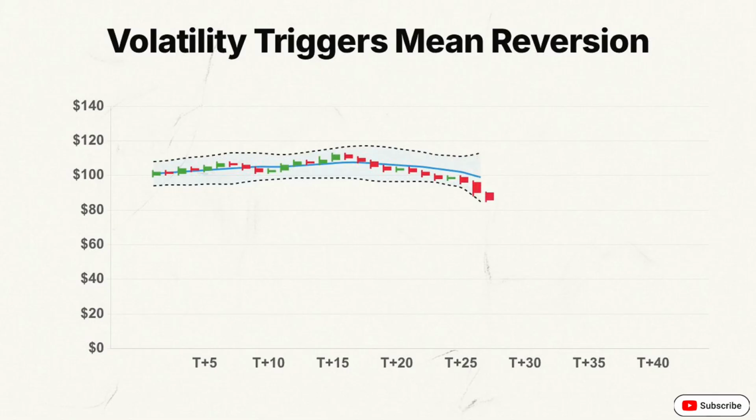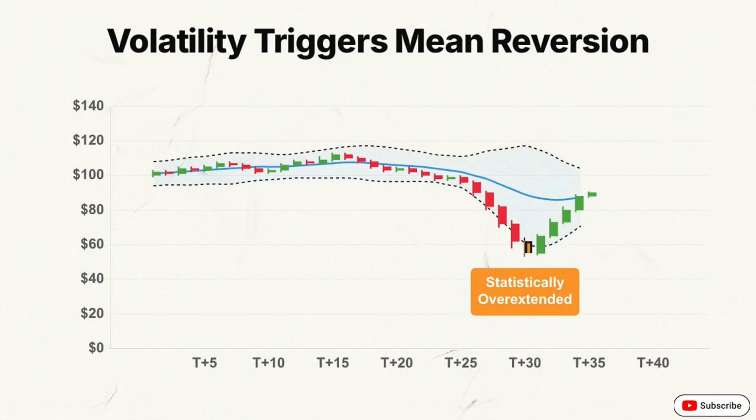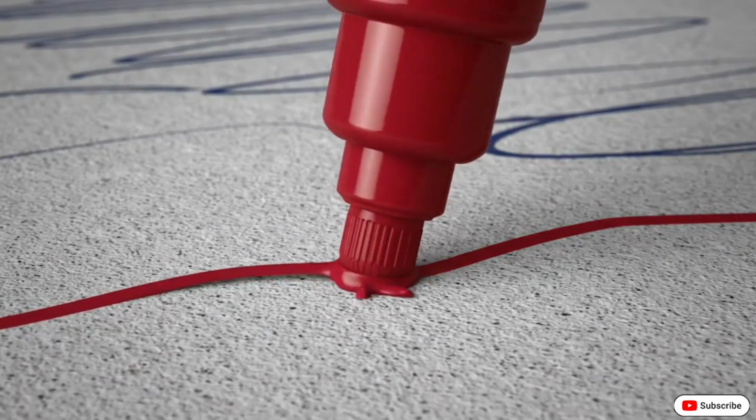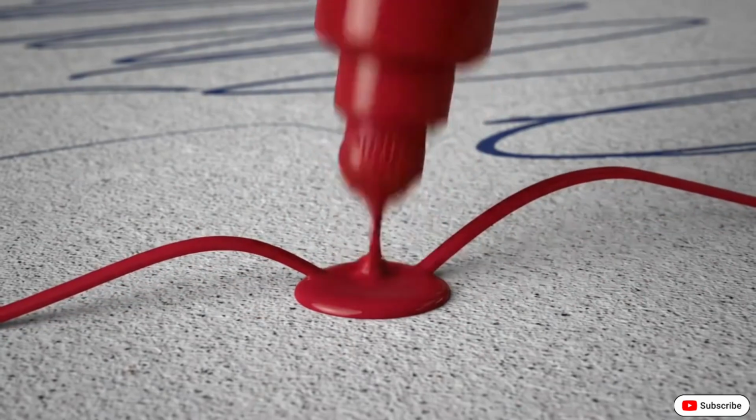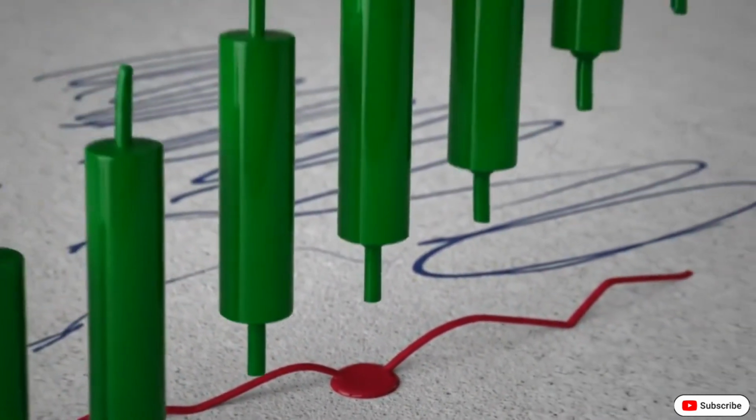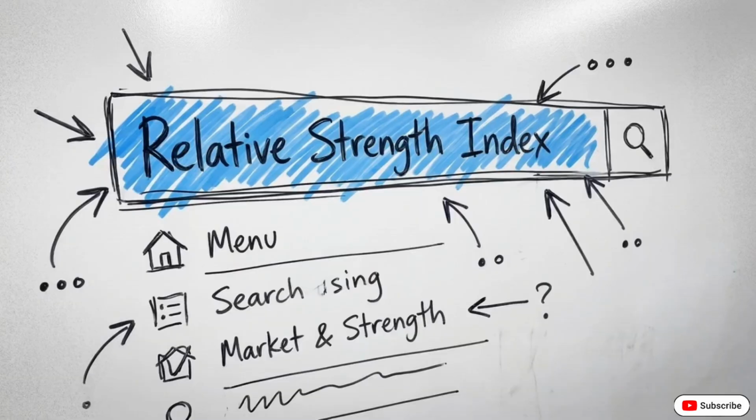When price moves aggressively outside these bands, it is statistically overextended, increasing the probability it will revert to the average. In this way, the Bollinger Bands act as a visual boundary, flagging moments when an asset's price is potentially primed for a reversal. Next, return to the Indicators tab and search for the Relative Strength Index.